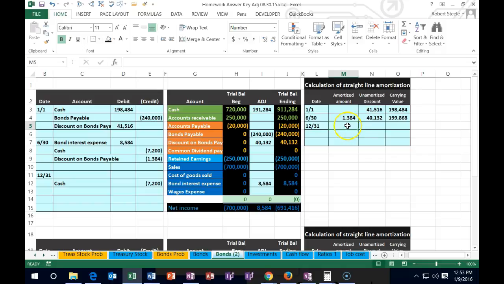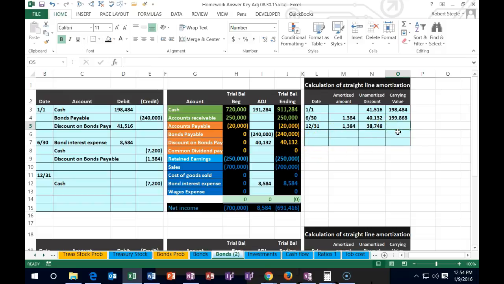So I'm going to just take this same number. I'm going to say this equals this same number here, and it's going to be using that same number to reduce the amount on the bond discount. And then this is the unamortized discount. We're going to reduce it by the amortized amount. So we're going to say this equals the 40,132 from last time minus the next 1,384. It's going to go down to 38,748. That's what this number will be after we post this transaction.